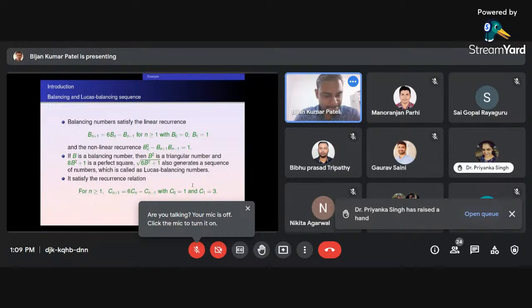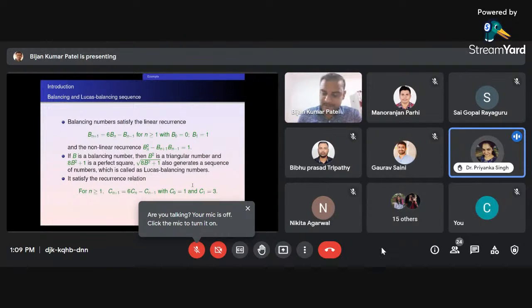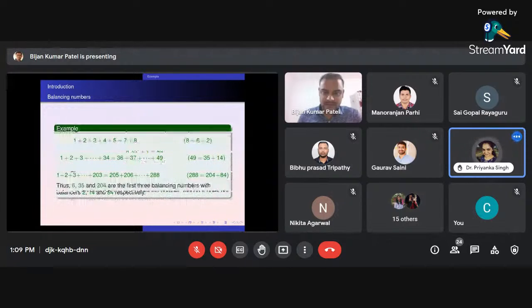Yes? Sir, just in the previous slide, you said 6, 35 and 204 are the balancing numbers. That I understood, but what are the balancers? Like how did you define balancers 2, 14 and 84 for these balancing numbers?